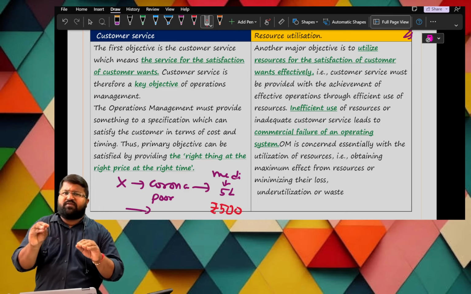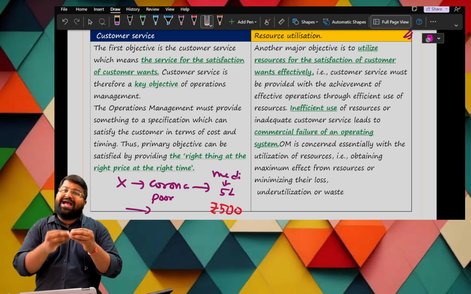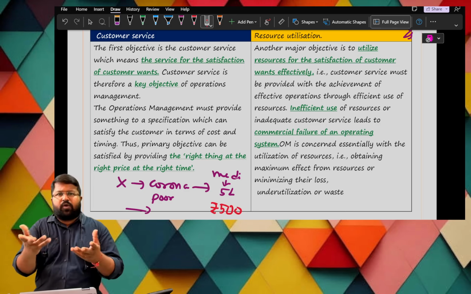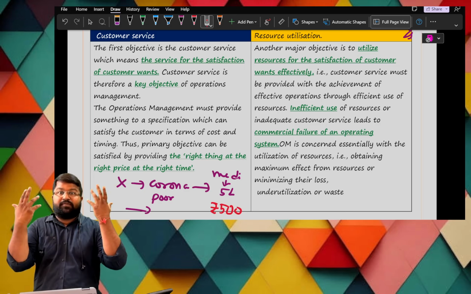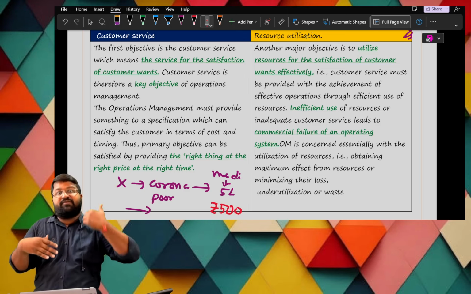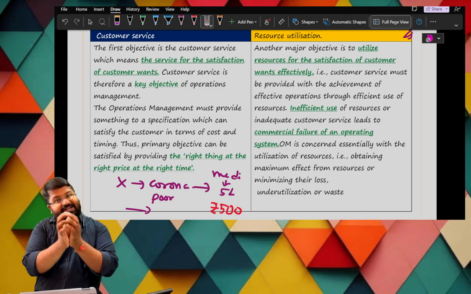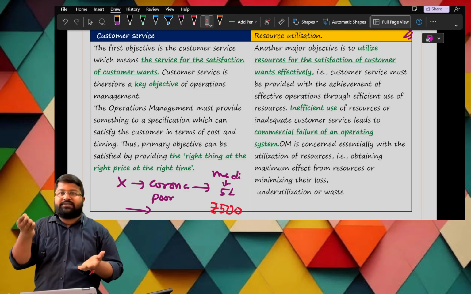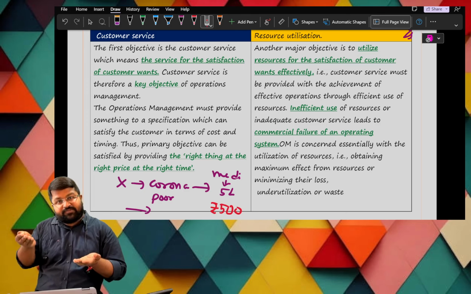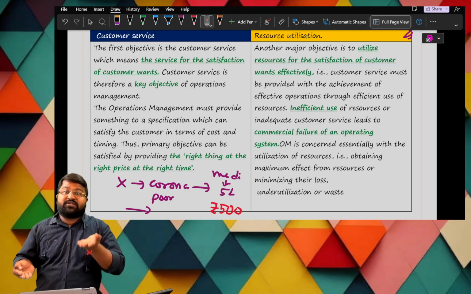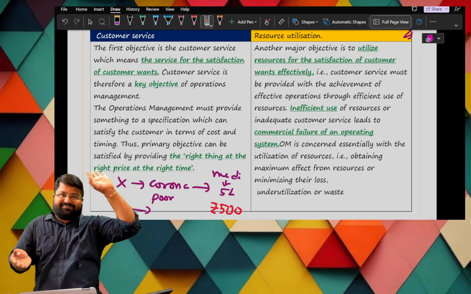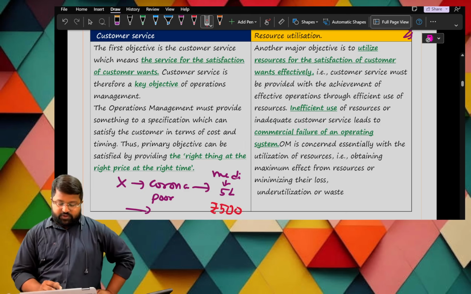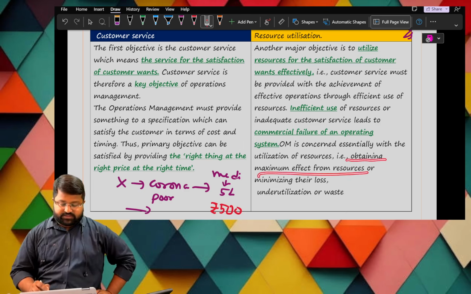If the industry wastage is for example 10% and my waste percentage is also 10%, then I'm safe. Around that, for example 12%, is fine. But if my wastage is 50% and industry wastage is 10%, then I am the worst fellow. Then definitely I will go out of the market. The competitor will automatically kick me out of the market because his wastage will be less, his cost will be less, and his prices automatically will be less. My cost is more, my price is more, and I am out of the market. This is scenario one. So the aim is obtaining maximum effect from the resources, or minimizing their loss, underutilization or waste.